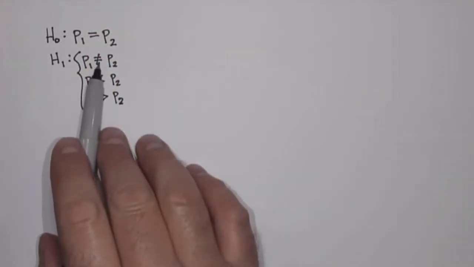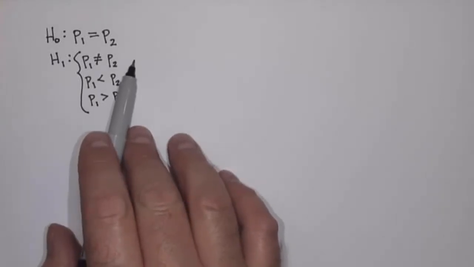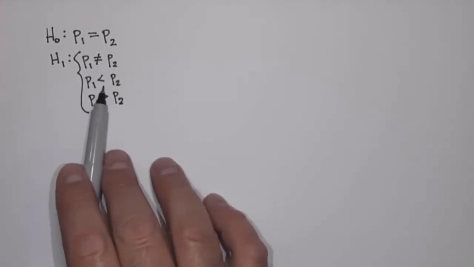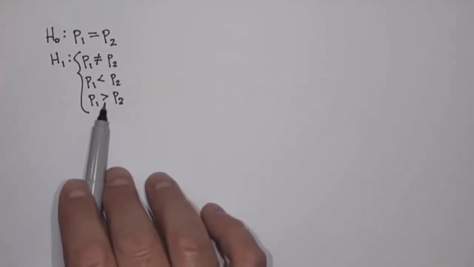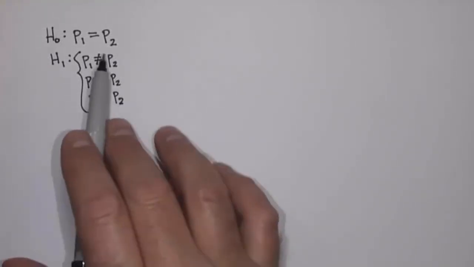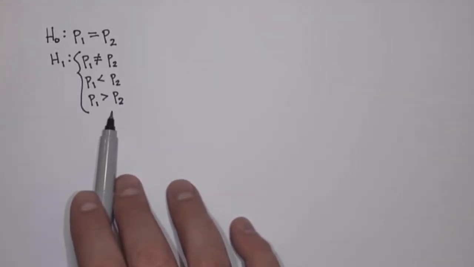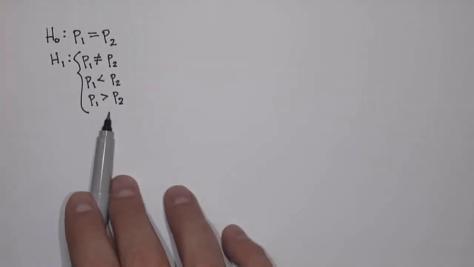If we have not equal to, that will lead to a two-tailed test. If we have less than, that will lead to a left-tailed test. If we have greater than, that will lead to a right-tailed test. So we'll have one of these three structures, but in order to be able to do this, we have to have a distribution of the differences in the sample proportions that follows a normal distribution. So that's what we're going to be looking at now.